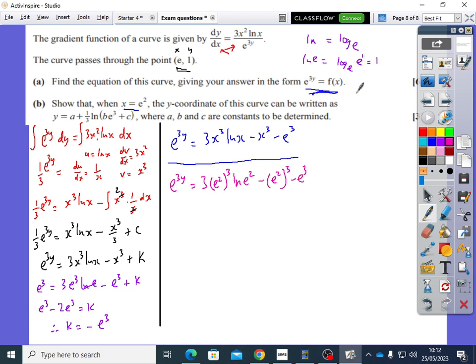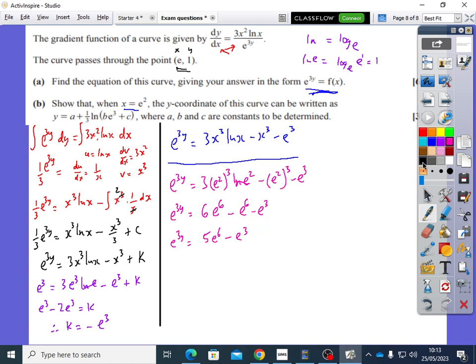Now note here, just like before, if you've got ln of e, you just cancel that out, and that just becomes times 2. So you're going to get e to the 3y equals, that's gone, 2 times 3 is 6, and multiplying the powers will give me e to the 6 when you cube that. Similarly here, that gets cubed, e to the 6, and that is minus e to the 3. If we simplify that, you're going to get e to the 3y equals 5e to the 6 minus e to the 3.